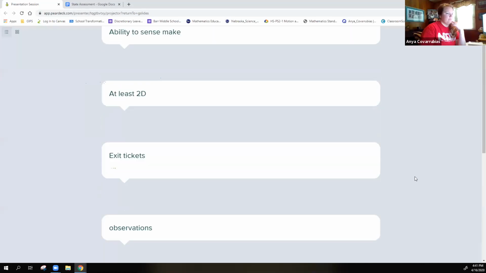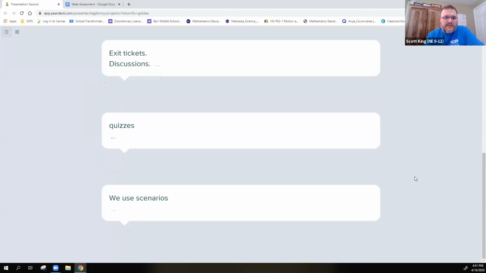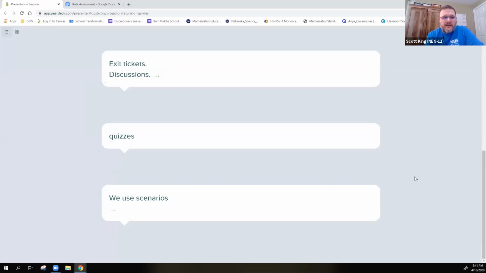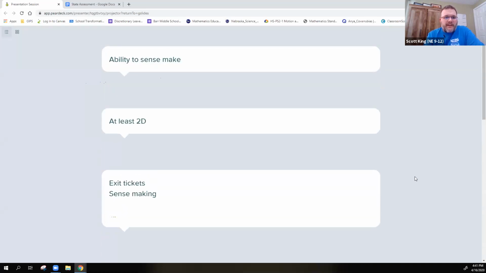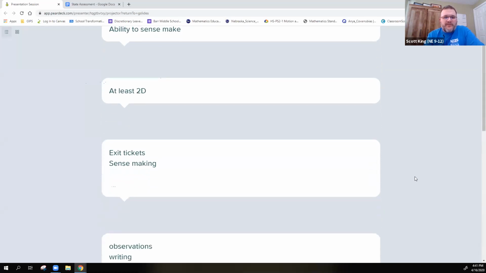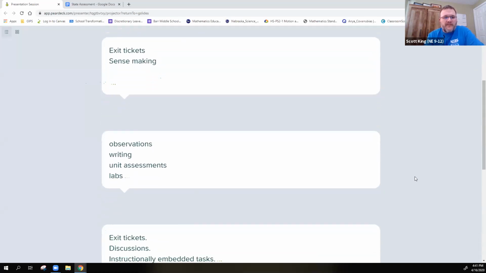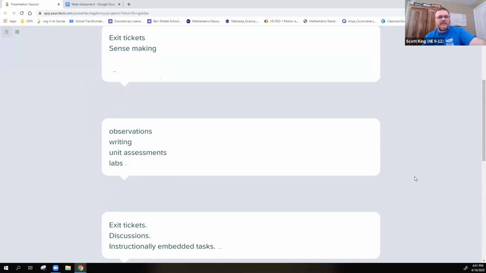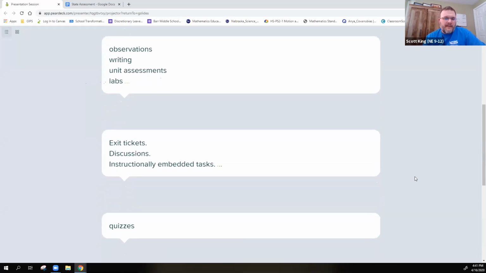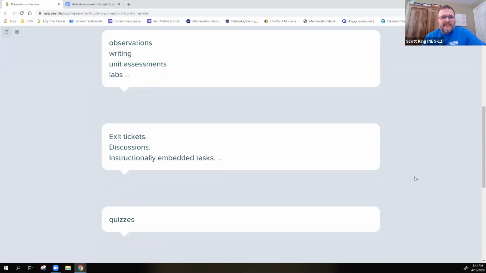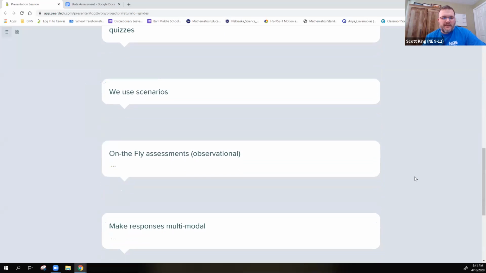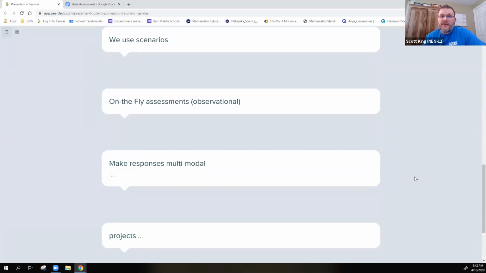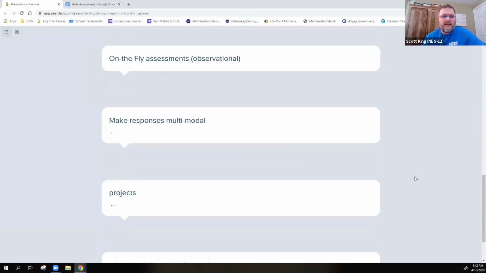So some of you are using at least 2 of the dimensions when you do assessments. You have some observations, quizzes, scenarios. I see discussions in there. Ability to sense make, you're trying to get that from your students. See some writing, unit assessments and labs. Instructionally embedded tasks. Observational assessments, making multimodal responses. That's a big one for equity.